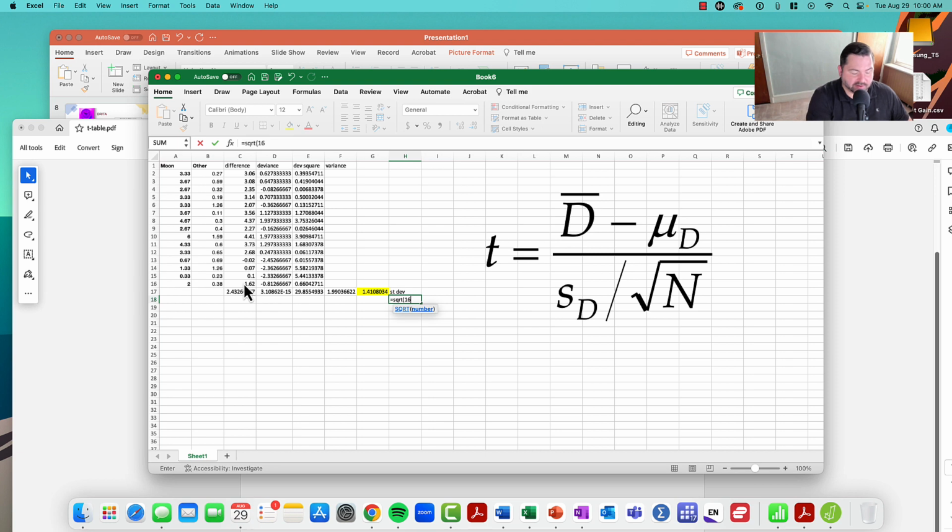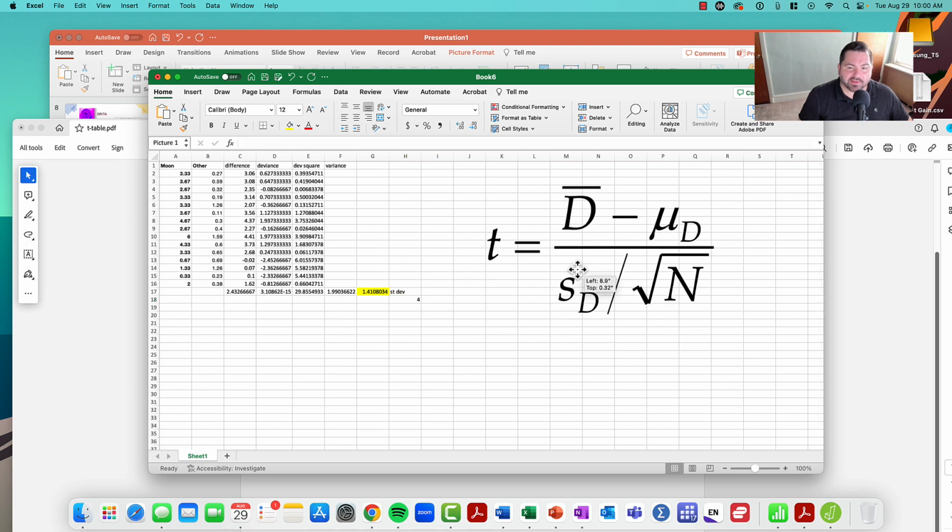So there's 16 pairs. If I take the square root of 16, I get 4. And so I have all the pieces now that I need in order to calculate my t-test. The t-test is going to be calculated by taking my numerator, which in this case was 2.432, and my denominator is going to be calculated by taking the standard deviation that we had of 1.41 and dividing it by the square root of n, which was the 4 in this case.